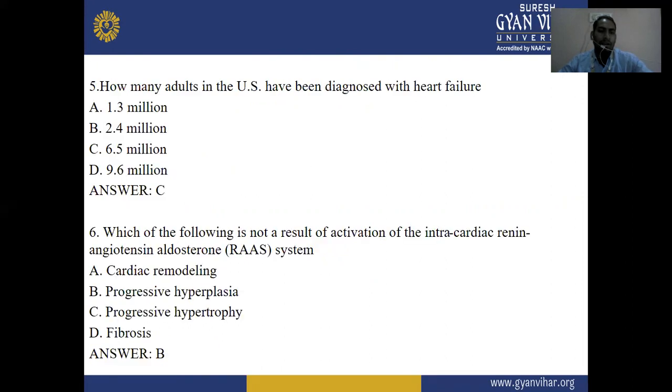How many adults in the US have been diagnosed with heart failure? Option A is 1.3 million. Option B is 2.4 million. Option C is 6.5 million. Option D is 9.6 million. The right answer is 6.5 million. Question number 6: which of the following is not a result of activation of the intracardiac renin angiotensin aldosterone system? Option A is cardiac remodeling. Option B is progressive hyperplasia. Option C is progressive hypertrophy, and option D is fibrosis. The right answer is progressive hyperplasia.